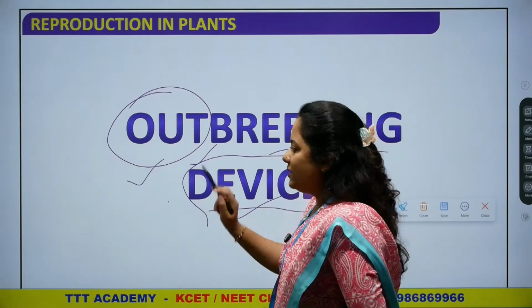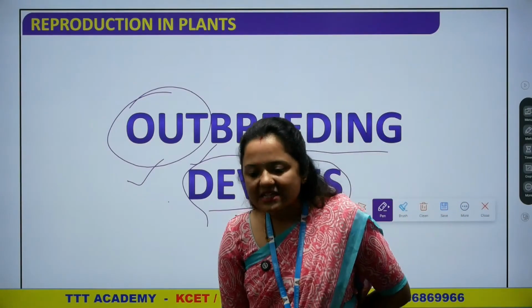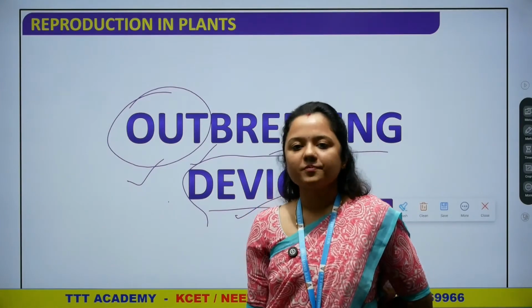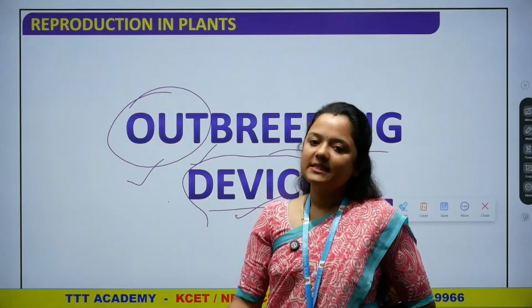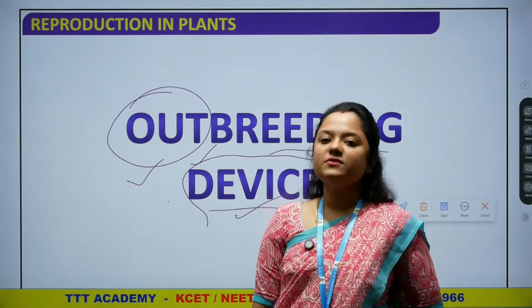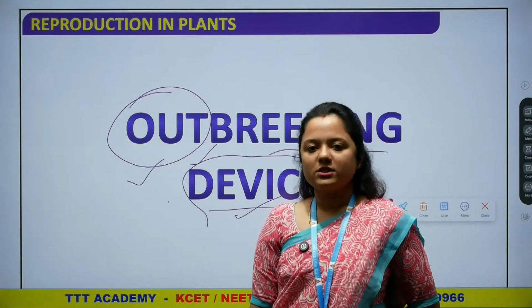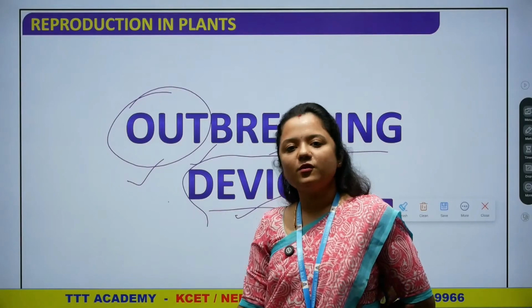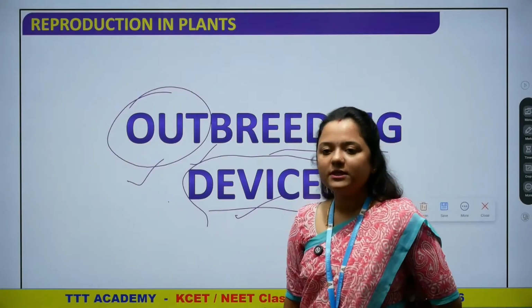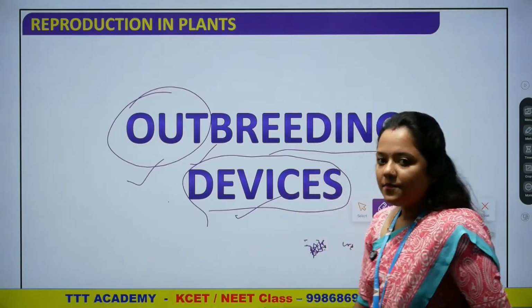So how can we define outbreeding devices? Outbreeding devices are those techniques utilized by the plants themselves to overcome self-fertilization or self-pollination. So instead of self-pollination, the plants would take up cross-pollination, which is the alternative to self-pollination, right? So now what are those arrangements or different kinds of techniques which have been adopted by the plants? We will let you know. Okay.